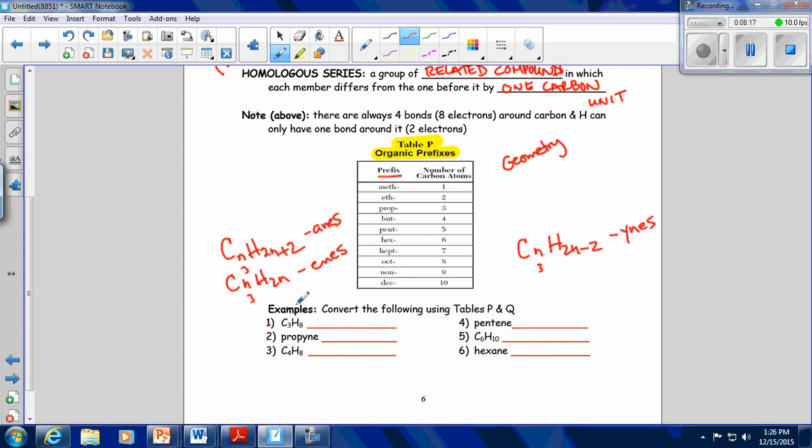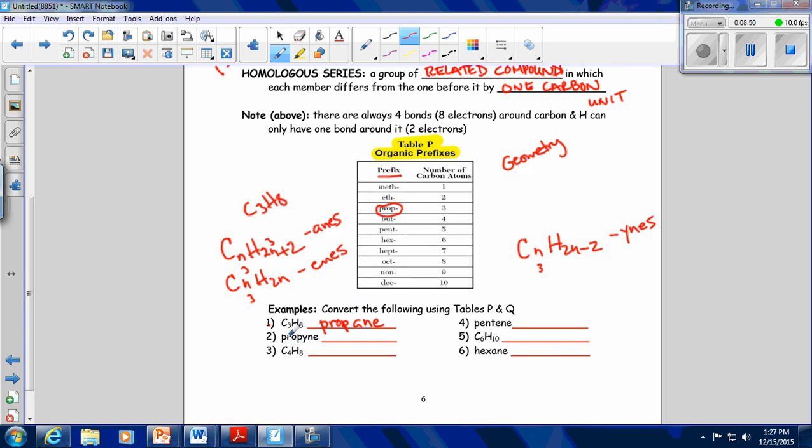If we plug a 3 in here, 2 times 3 is 6, plus 2 is 8. It would give us C3H8. Go to our organic prefixes. You can see whenever you have 3 carbons, we've got prop. And the simple fact that we're dealing with an alkane formula, you're going to finish with propane, propane gas.